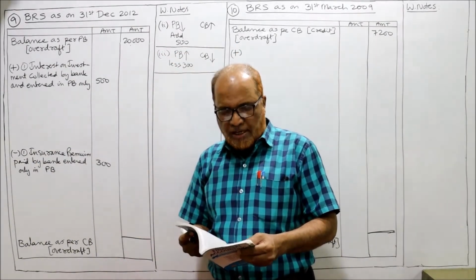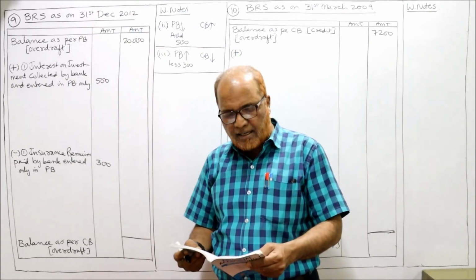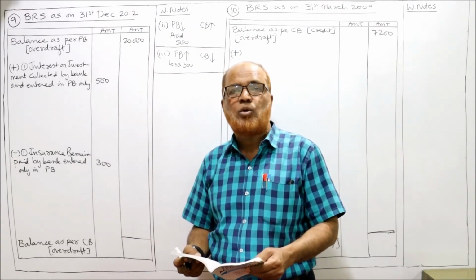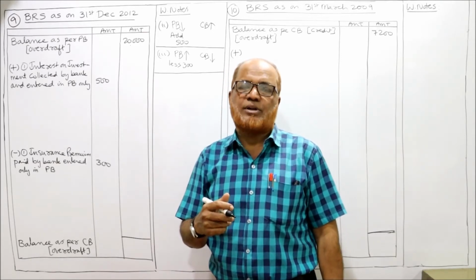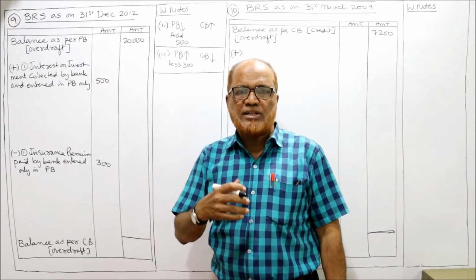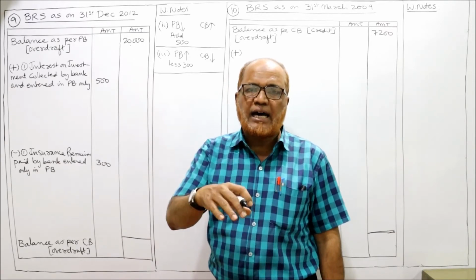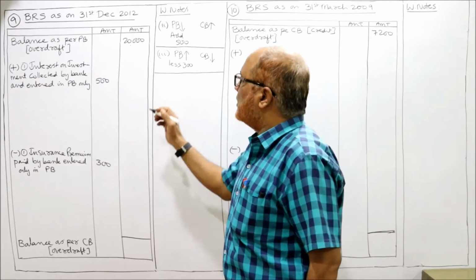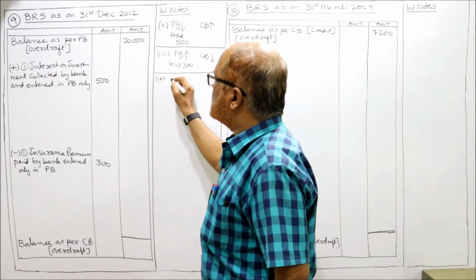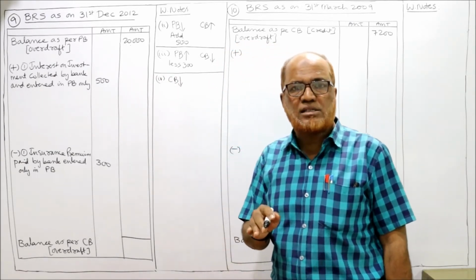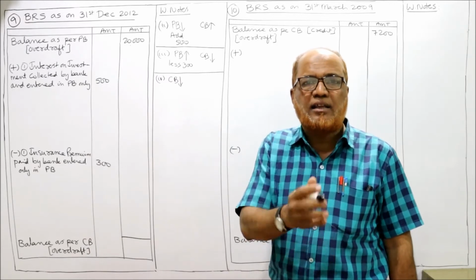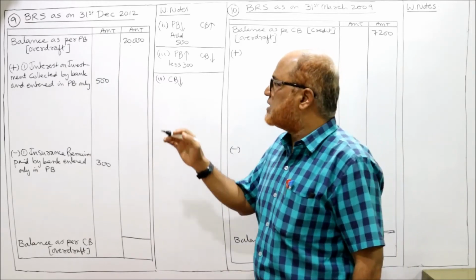Next, checks received and entered in the cash book but not sent to bank for collection, 500. Checks were received from the customers. We have received the check from the customers and entered it in the cash book. So cash book overdraft will decrease. We have received the check and entered in the cash book, so cash book overdraft has decreased.